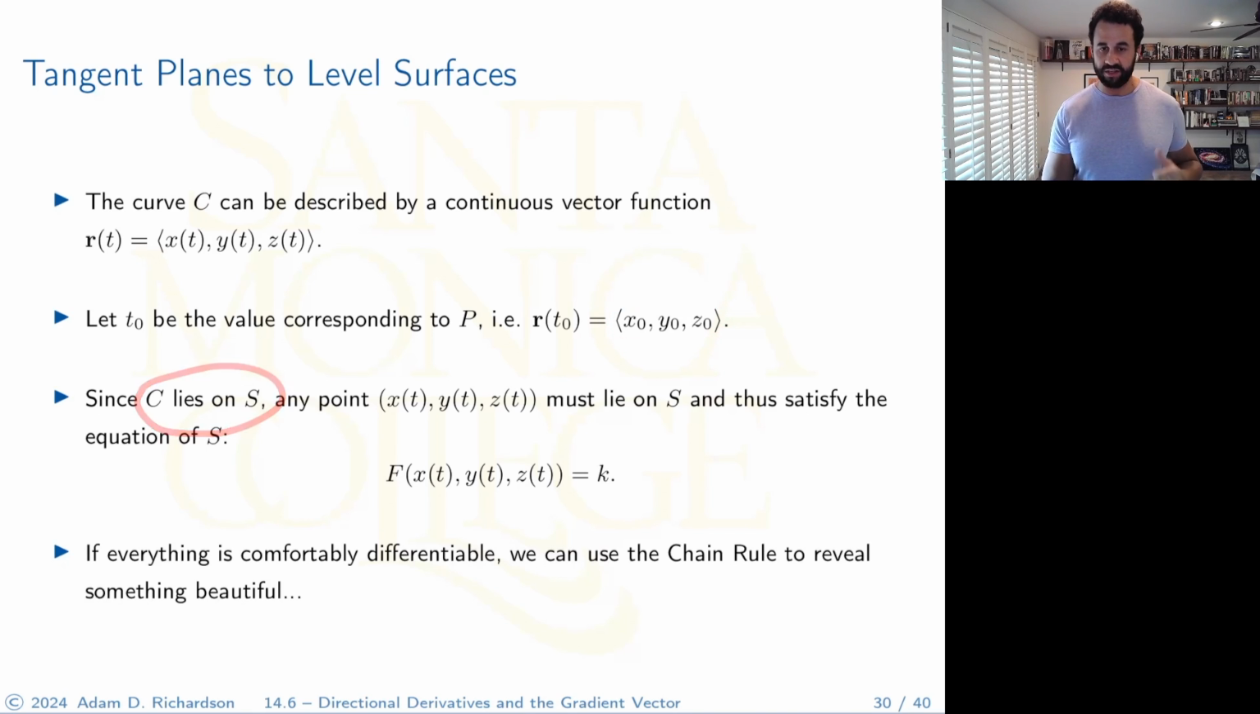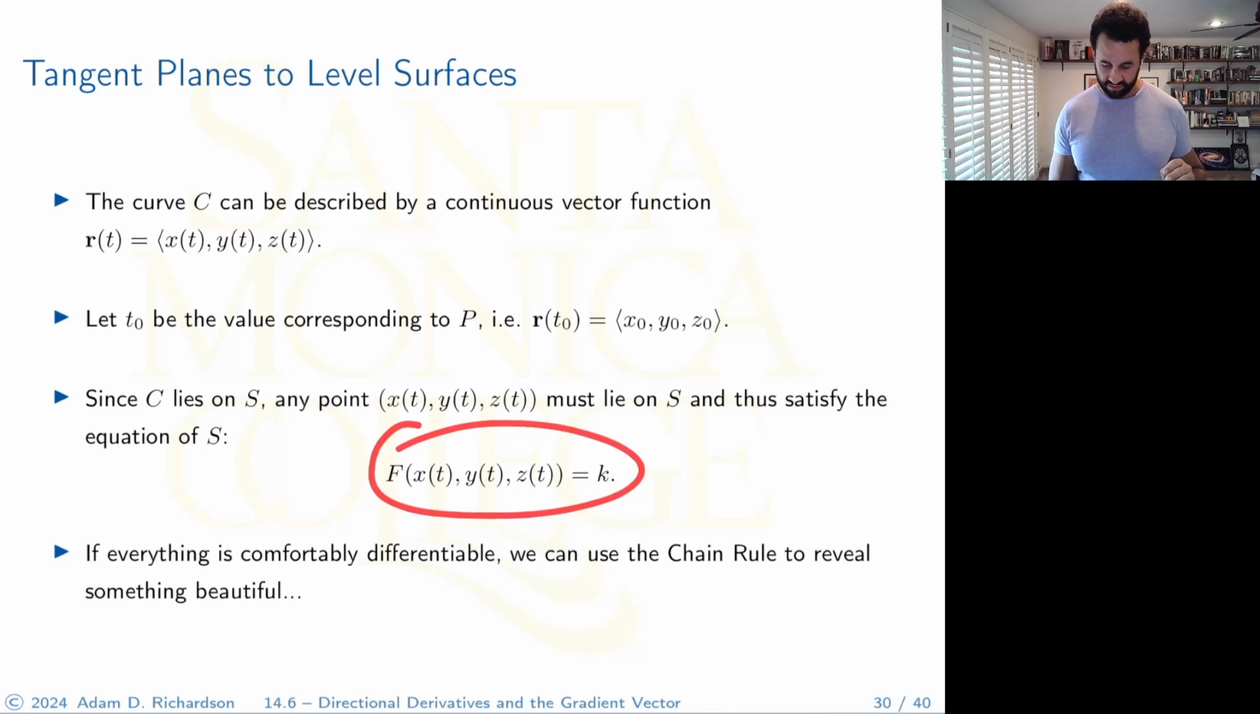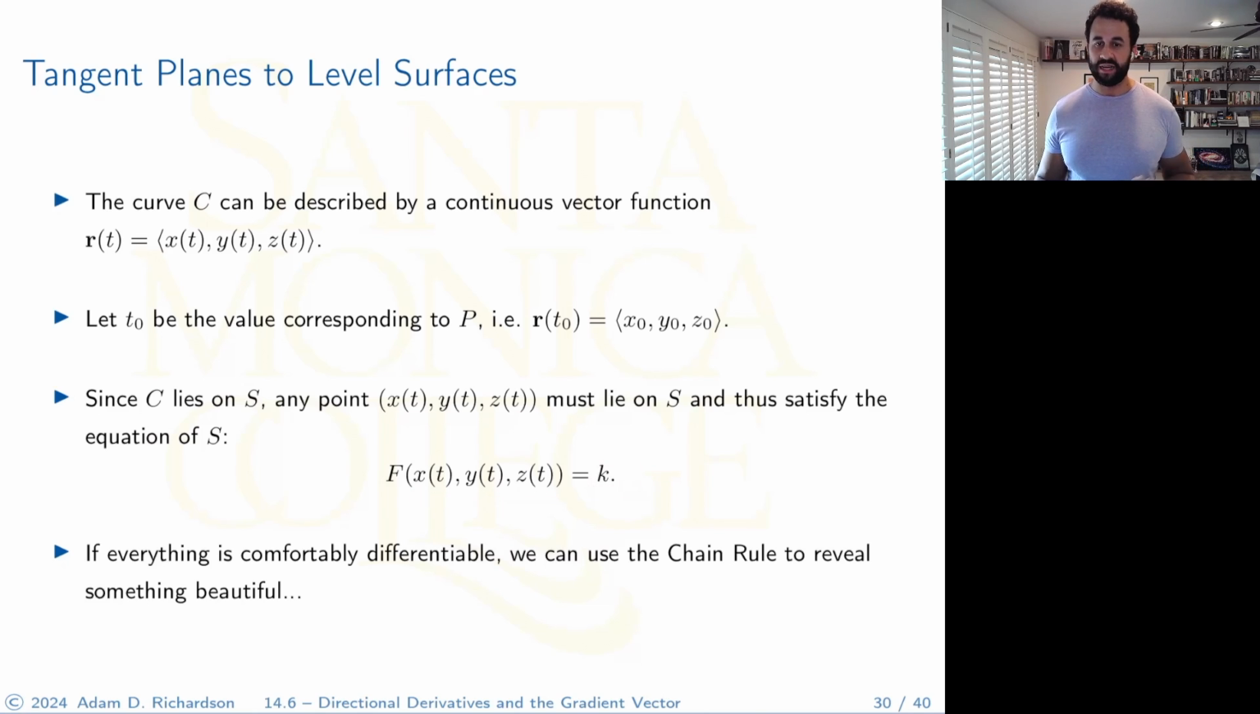Now, since the curve C lies on S, that means that any point given by this vector function has to also lie on S. All right, so ponder this again for a minute. Because our curve is on the surface, any point on the curve must also lie on the surface, which makes sense. So it has to satisfy the equation of S, which means if we plug this point into our function f, the equation will be satisfied. All right? That's the idea.